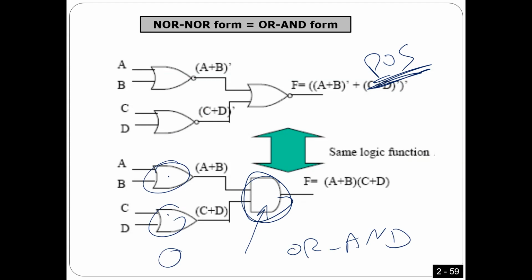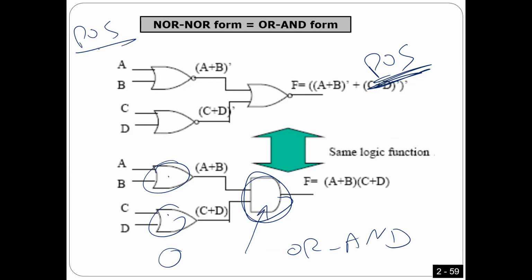As I proved in this slide, if you have OR and AND, it's actually equivalent to NOR. This one, two levels of NOR and NOR. That means if you want to implement your circuit using NOR, you have to use this format, which is product of sum.